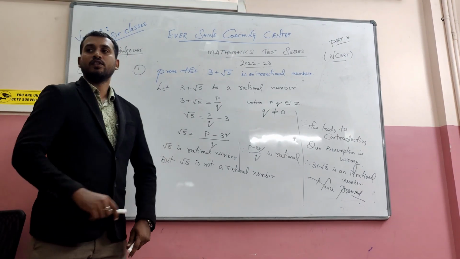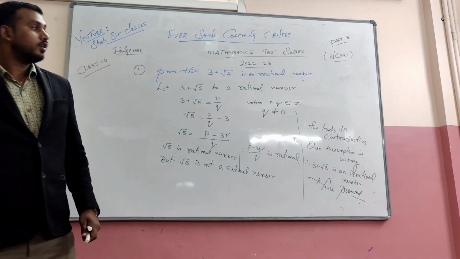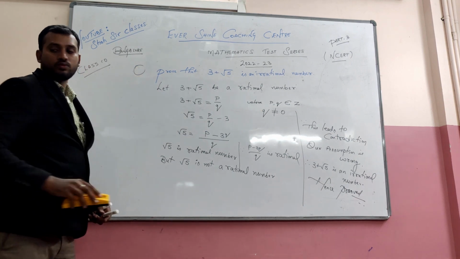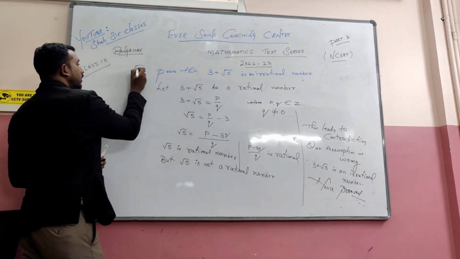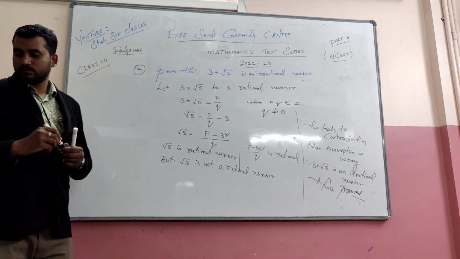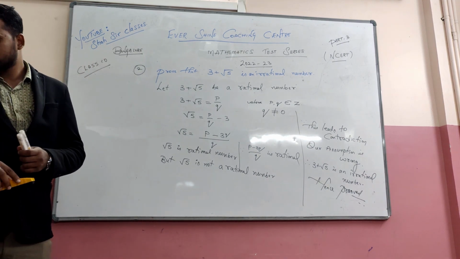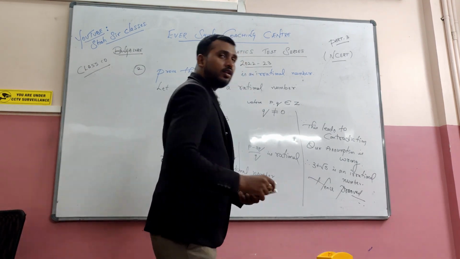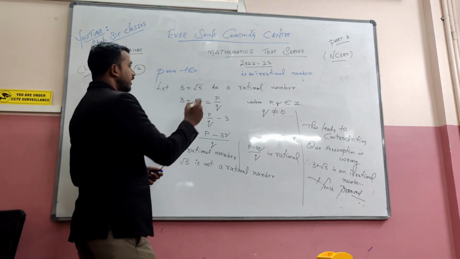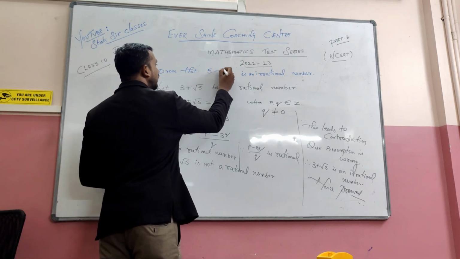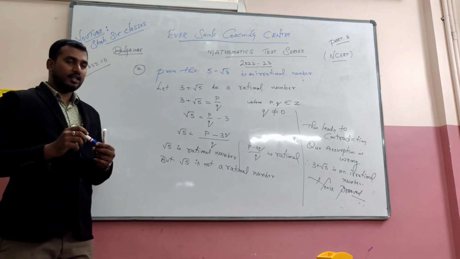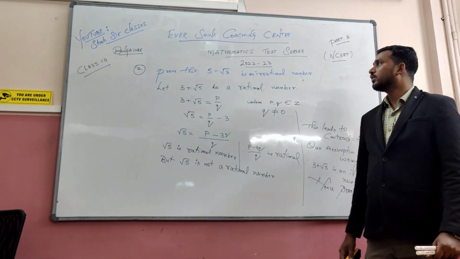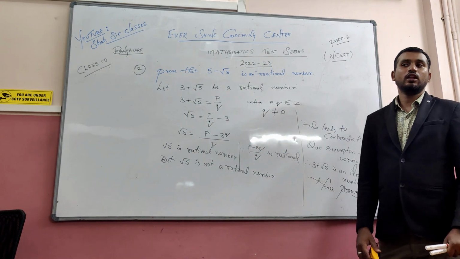Okay. Now let me go with the next question. Did you understand this step? Yeah. Take down question number 2. Prove that 5 minus root 3. One more sum let me solve similar to this, so that you will get to know the difference. Prove that 5 minus root 3 is an irrational number.